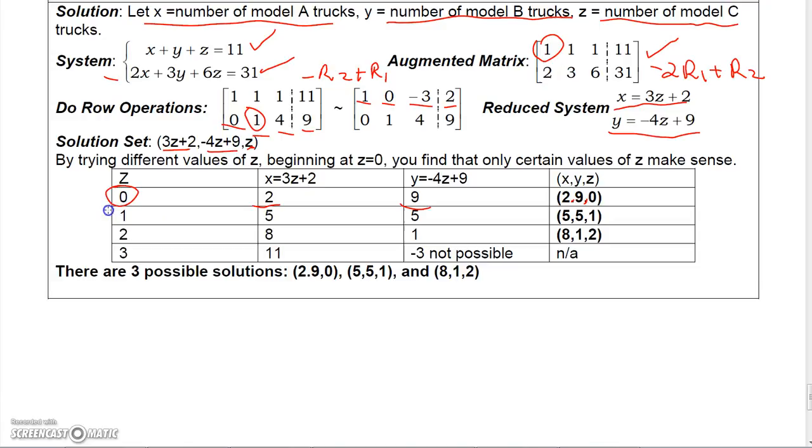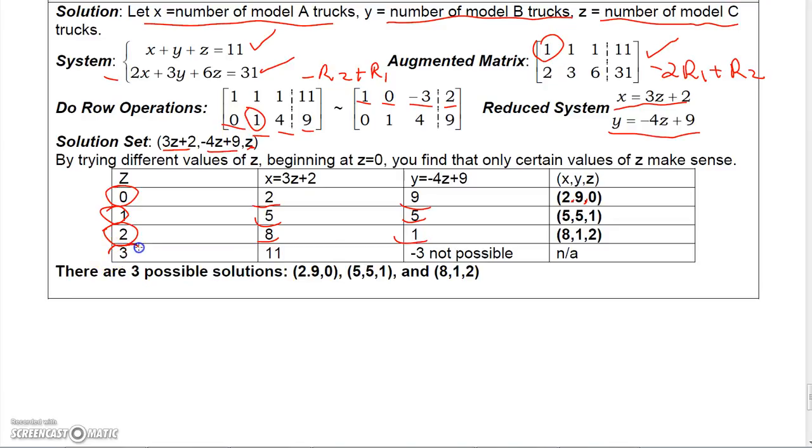And then if I let z equal 1, then 3z plus 2 would be 5, minus 4z plus 9 would equal 5. And so x is 5, y is 5, z equal 1 works. And what about if I let z equal 2? Well, 3 times 2 plus 2 is 8, minus 4 times 2 plus 9 is 1. So 8, 1, 2 also works.